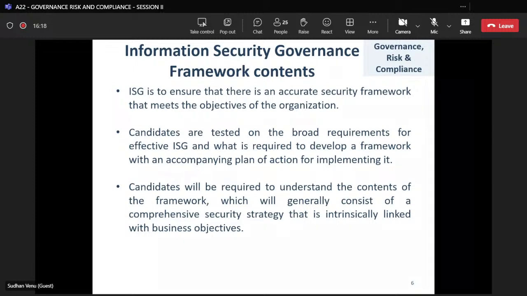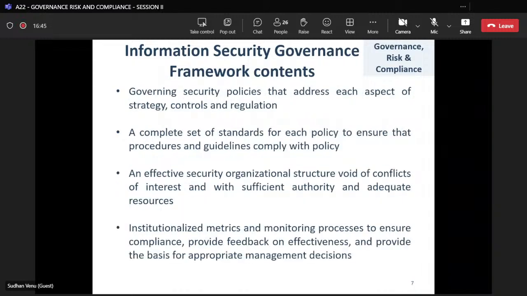for effective ISG. If it is required to develop a framework with an accompanying plan of action for implementing it, it is required to understand the contents of the framework, which will generally consist of a comprehensive security strategy that is linked with the business objectives. So when we are creating the framework, we have to make those things in terms of the ISG process.